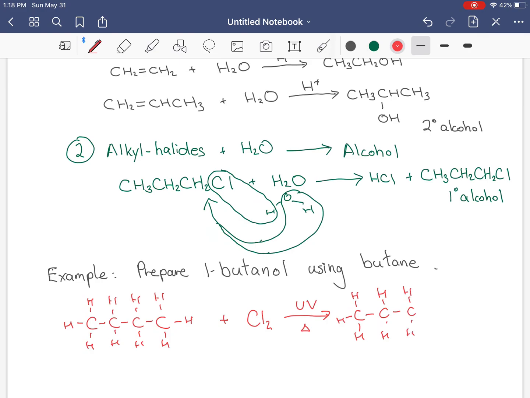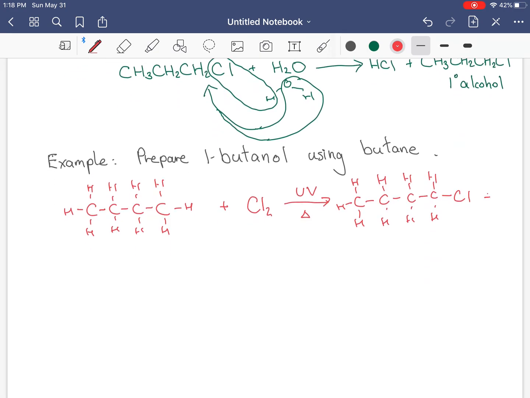Now, the thing is this, though. You're not just going to get this. From the lesson we learned on alkanes, you're going to get other products. You're going to get 1-chlorobutane. You can get 2-chlorobutane. But what you're interested in here is your 1-chlorobutane, which means the other product does exist, but you're going to somehow use your laboratory skills to isolate this one.